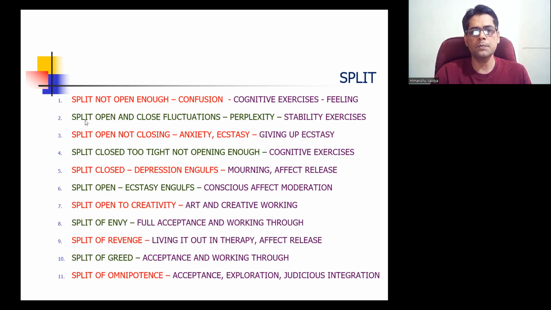Second manifestation of split, the split opens and closes very rapidly. There are fluctuations. So the split opens, you go to either extreme and then the split closes. The split opens again, you go to the second extreme and the split closes. So this is what leads to perplexity. We are not able to make out what is how good, how bad, because the split is opening and closing very rapidly.